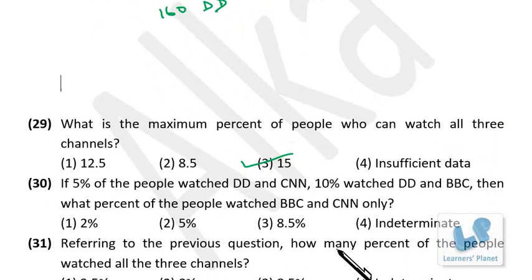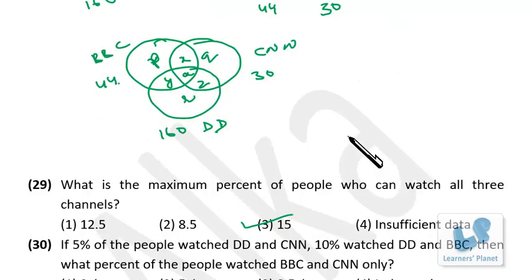Then 5% of the people watch DD and CNN, and 10% watched DD and BBC. Then what percentage of people watched BBC and CNN only? Now for this question we need to write down the equation, and once again my suggestion is just write down the simplest form of the equation.